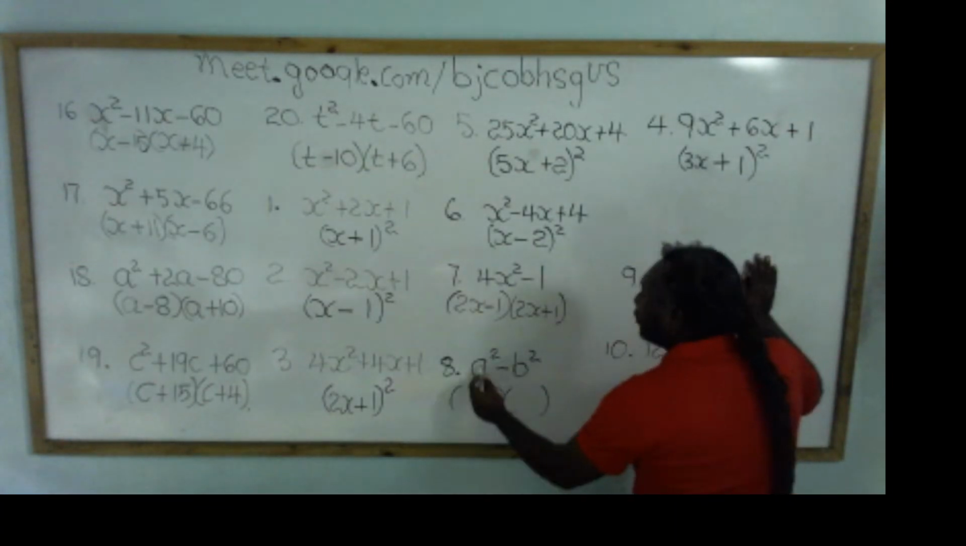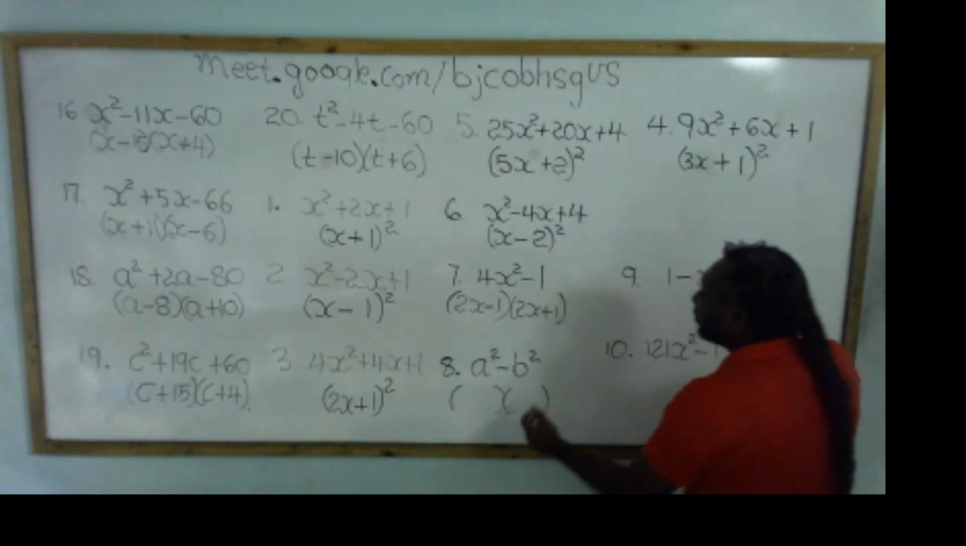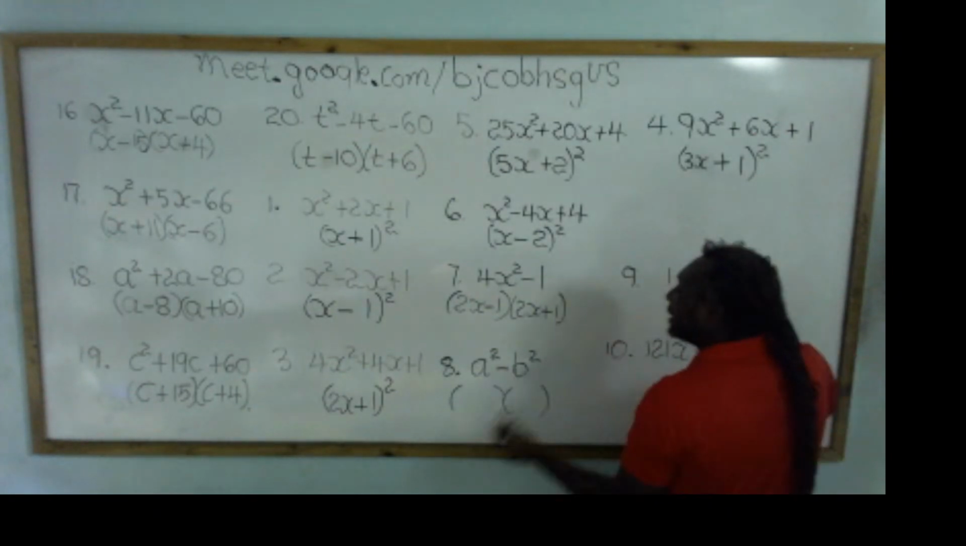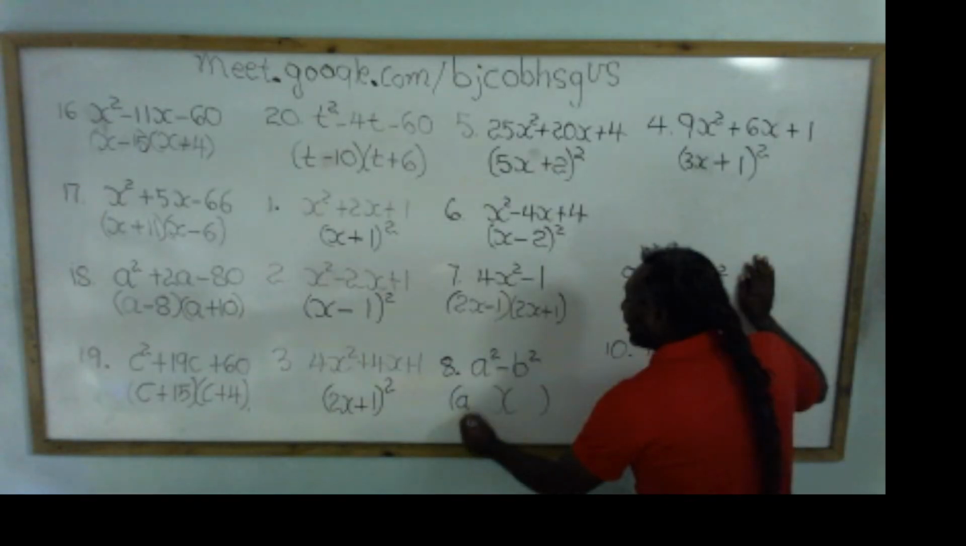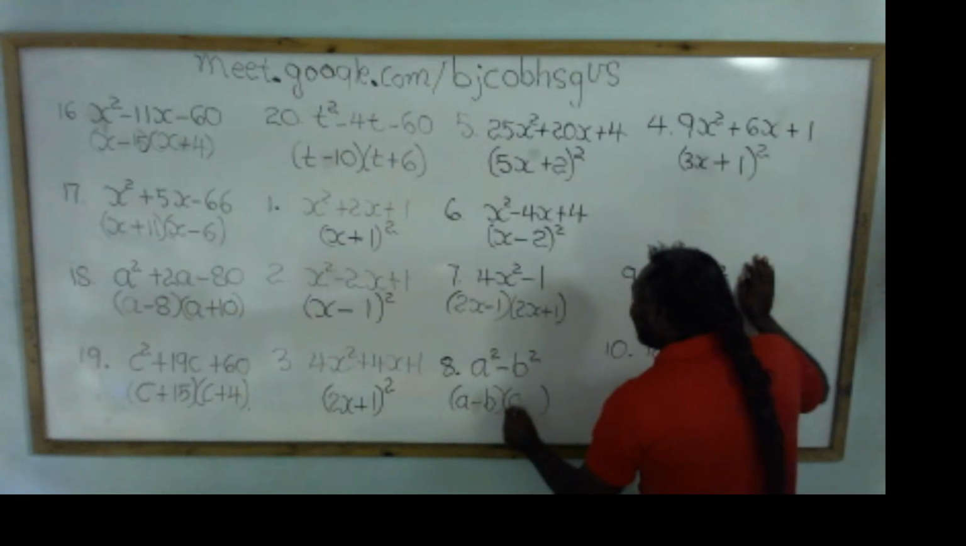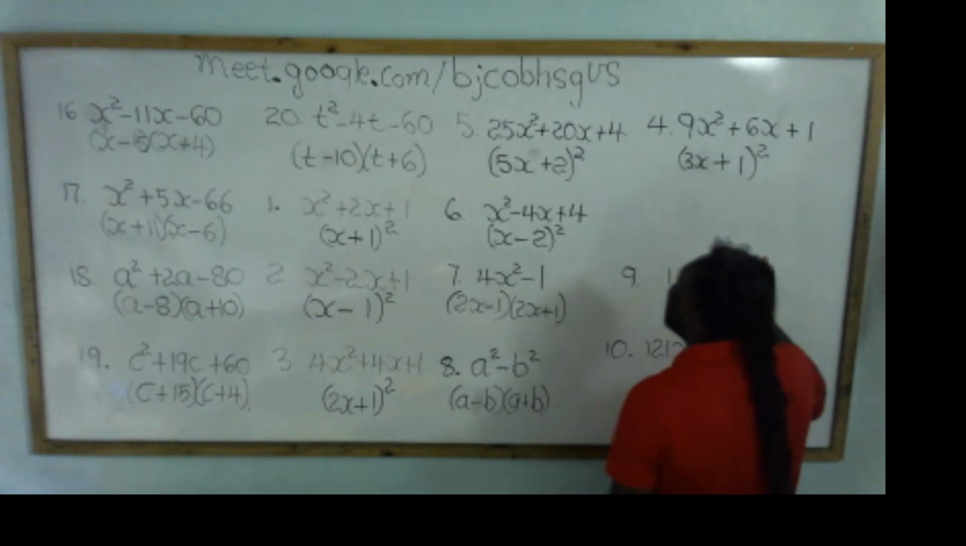What do you square to give a squared? What do you square to give b squared? That is for the difference of 2 squares. So one is a and the other is b. So I'm going to do the one that you did. You put the a minus b first and then the a plus b after. And of course, it doesn't matter which one you put first.